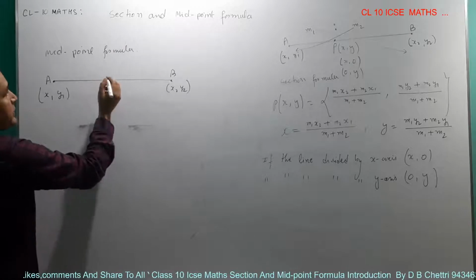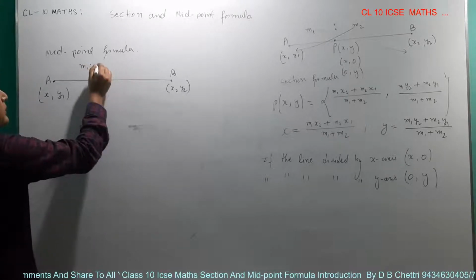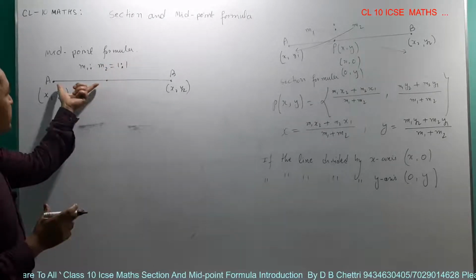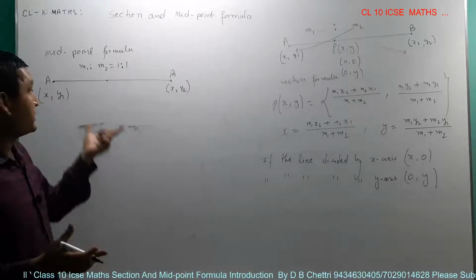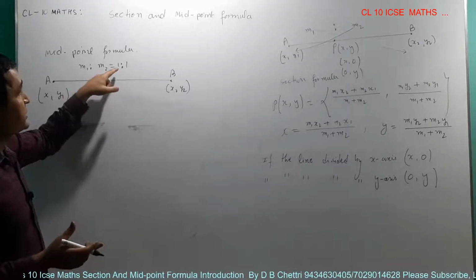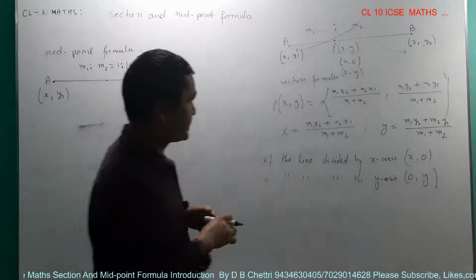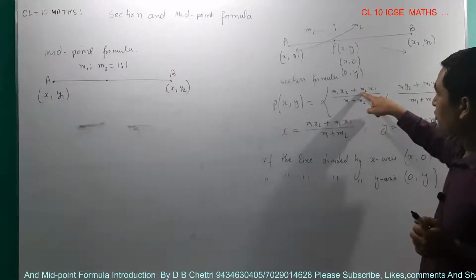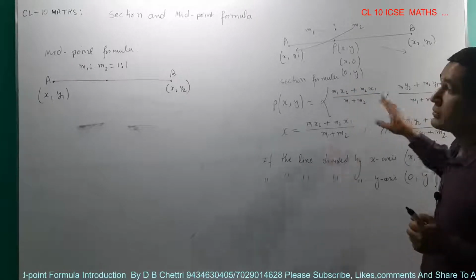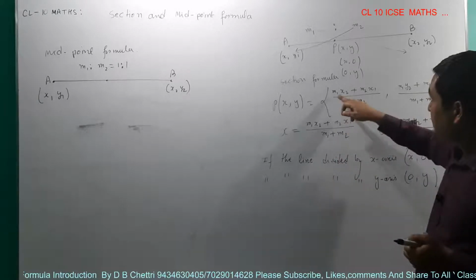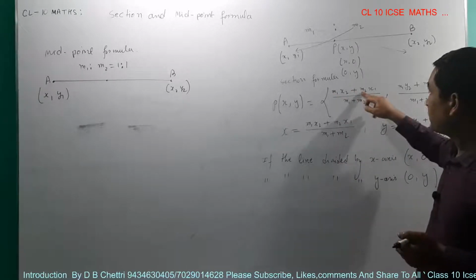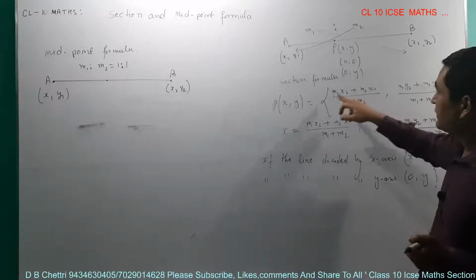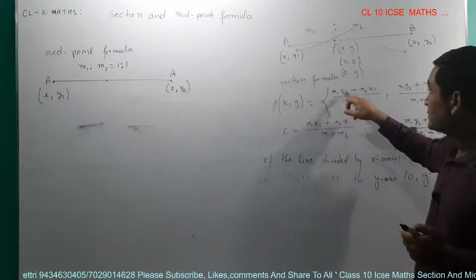For that, the ratio m1:m2 is 1:1, because the lengths of these pieces of line are equal. If you replace m1 by 1 and m2 by 1 in the section formula, we will get the midpoint formula. Then 1 plus 1 is 2, and you write 1 into x2 and 1 into x1.